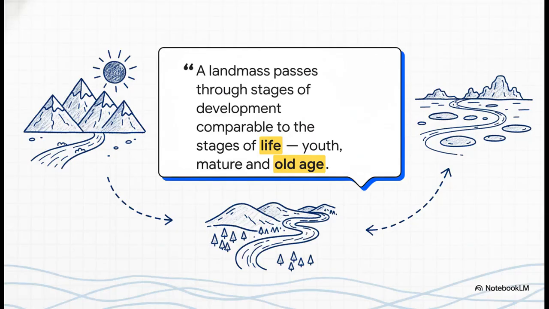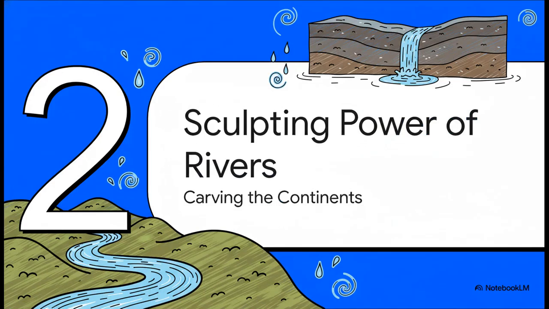So, how in the world do we make sense of changes that happen over millions of years? Well, geographers use this brilliant analogy. They see a landmass as going through stages of development, a lot like a life cycle, with a youth, a mature phase, and an old age. This idea is really the key to understanding everything else we're about to cover. So let's see that whole life cycle idea in action.